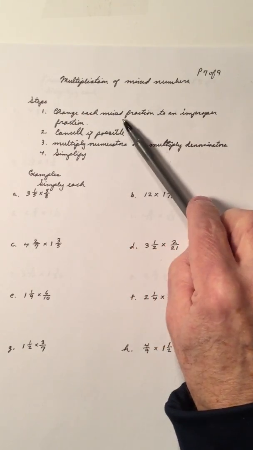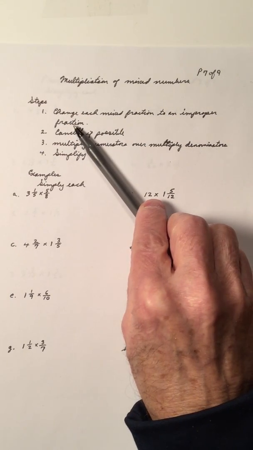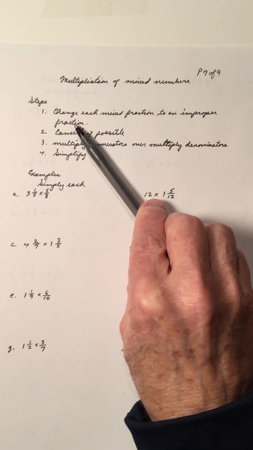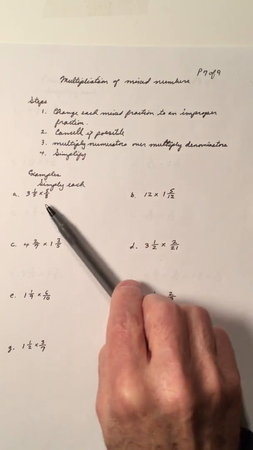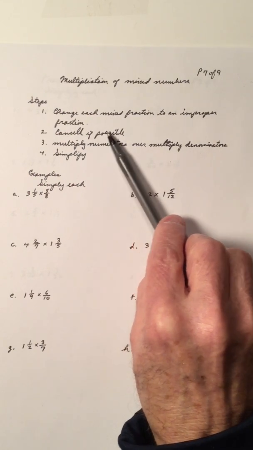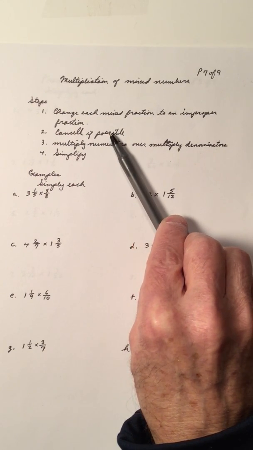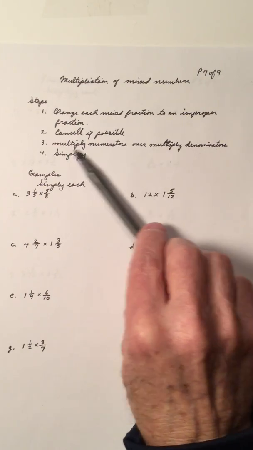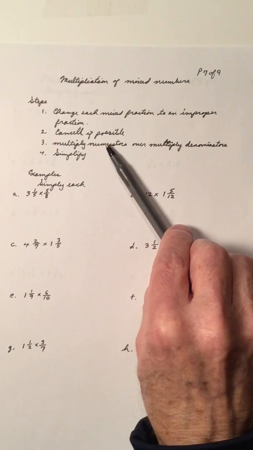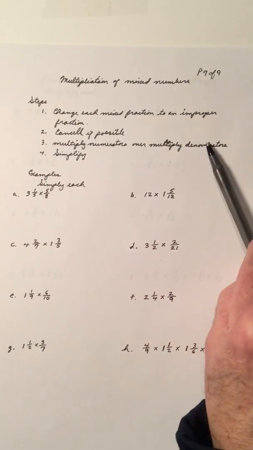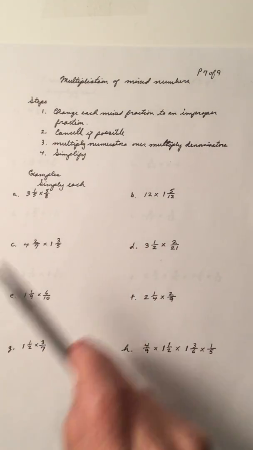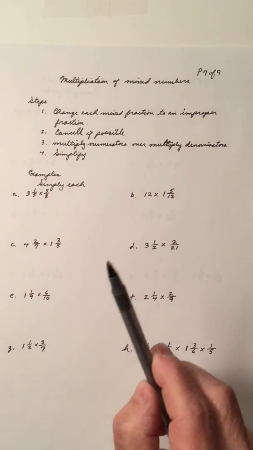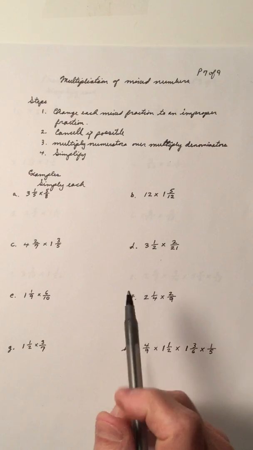You change each mixed numeral to an improper fraction. Always change in multiplication. Change your mixed numerals to improper fractions. When you do, you cancel if possible. And then you multiply, follow your multiplication rule. Multiply numerators over your denominators and then simplify. But if you got it all canceled, it's already going to be simplified. But you might miss something. So always check the final answer.